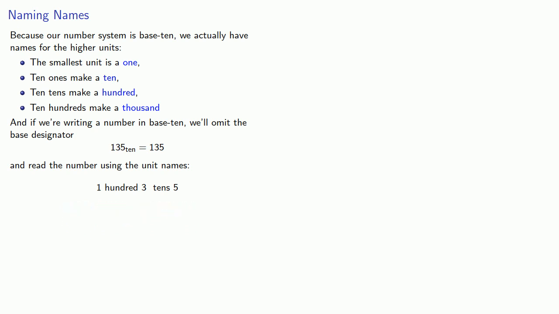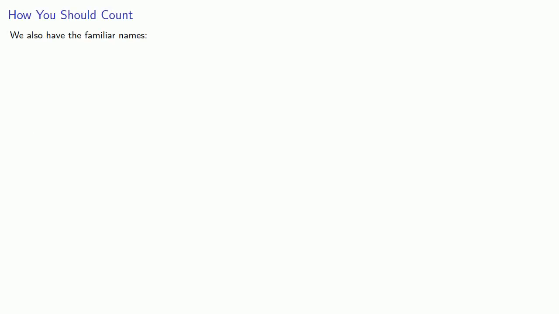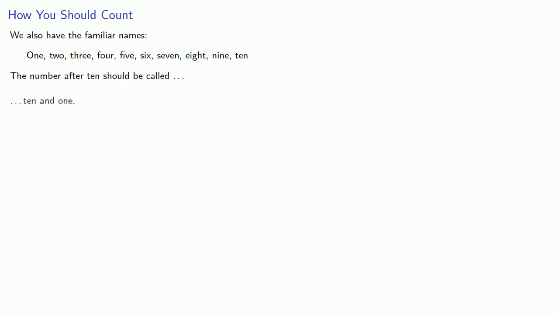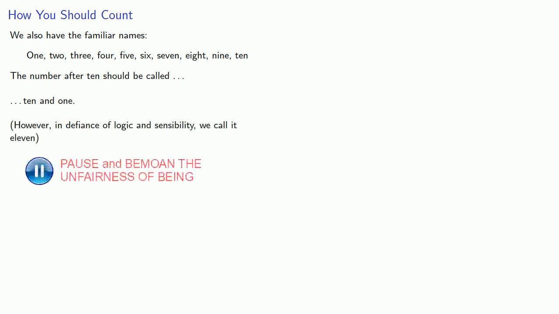What's that? What do you mean 30? So let's talk about the names of the numbers. We also have the familiar names for the numbers 1, 2, 3, 4, 5, 6, 7, 8, 9, 10. And the number after 10 should be called 10 and 1. However, in defiance of logic and sensibility, we call it 11.